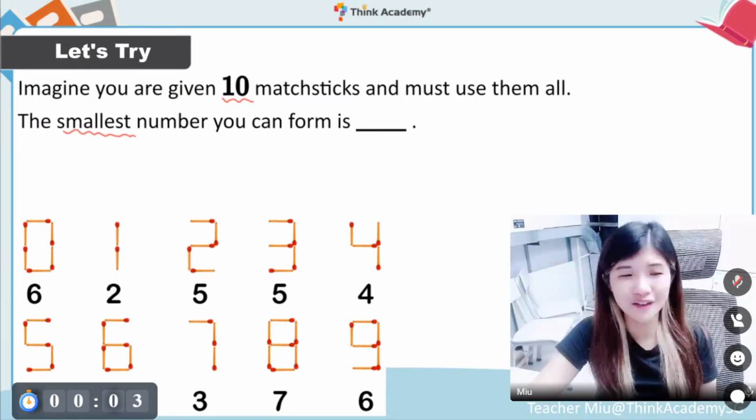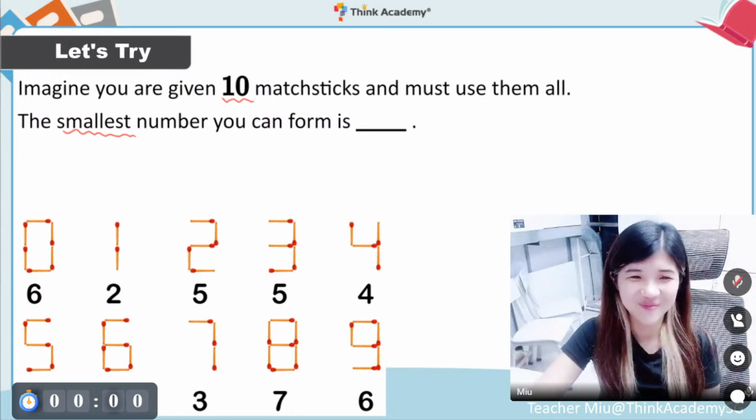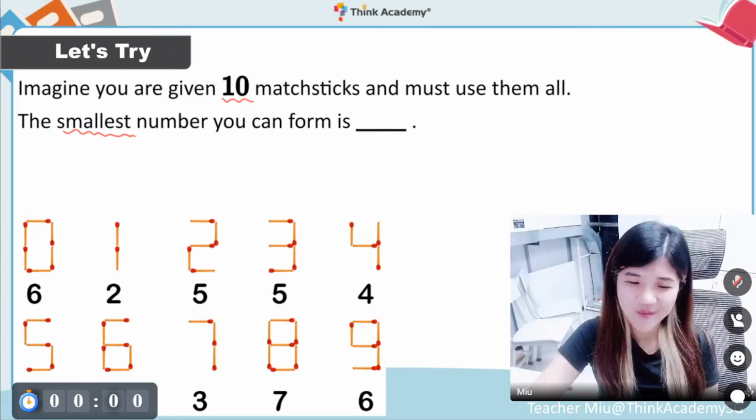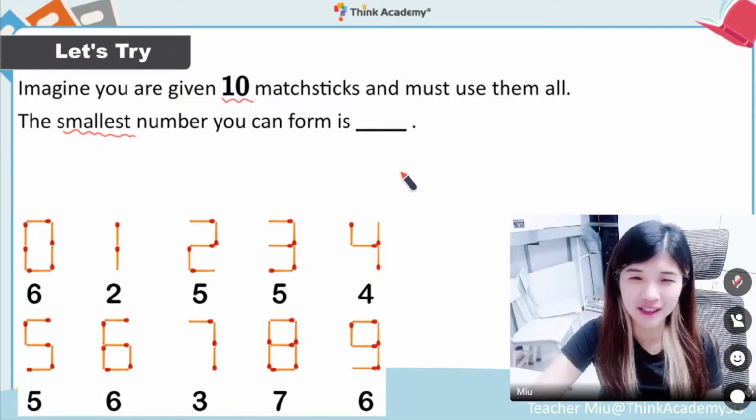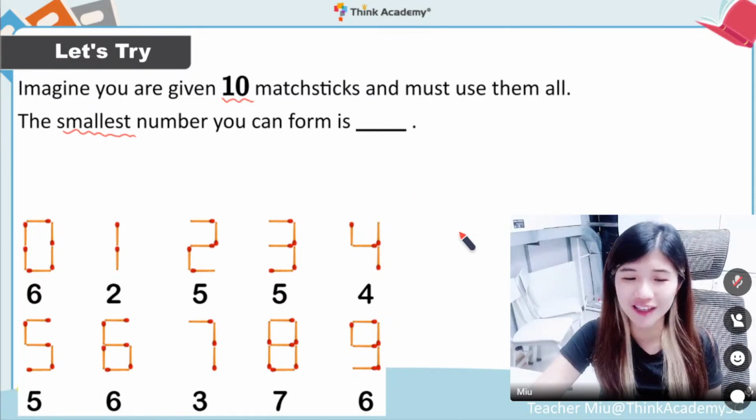Currently, I have no correct answers. No, it's not 101. I can make it a smaller number. I can make it even smaller, not 78. It can even be smaller.